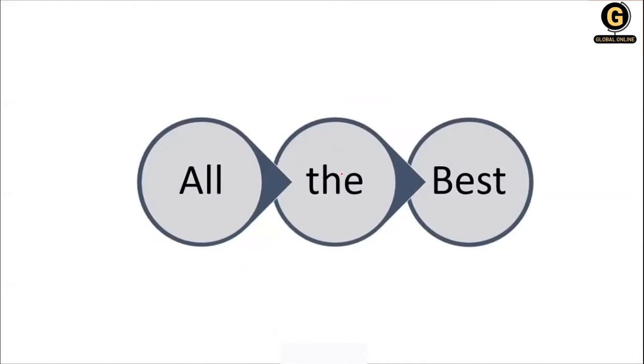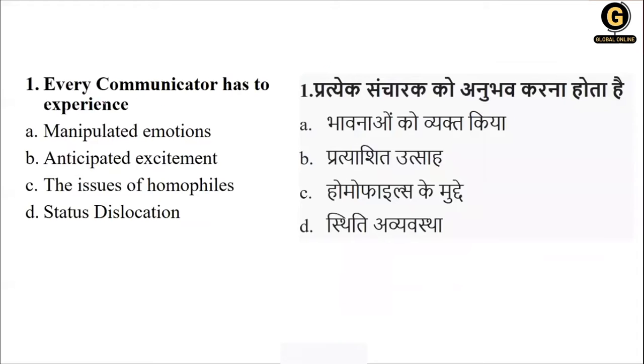Let's go with question number 1. Every communicator has to experience manipulated emotions, anticipated excitement, the issue of homophiles, status dislocation. So kindly focus on the question. Here they are asking about the communicator and the experience. So definitely we will go with the usual method of downsizing the options which are not nearby to the question.